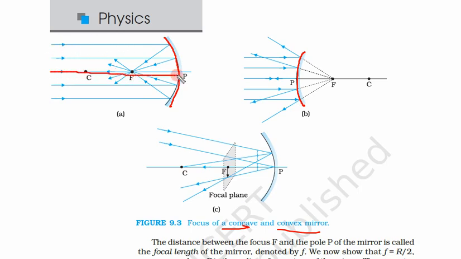Here we have this pole P and this is the center of curvature C. Center of curvature means if we complete this circle, the center of that circle will be this point C. So this is called our center of curvature C. This is the pole or geometrical center of this spherical mirror, and we put a line joining these two points. So this is called our principal axis.